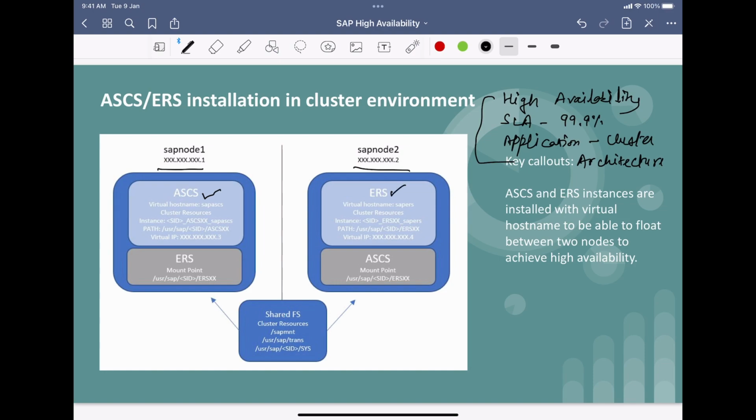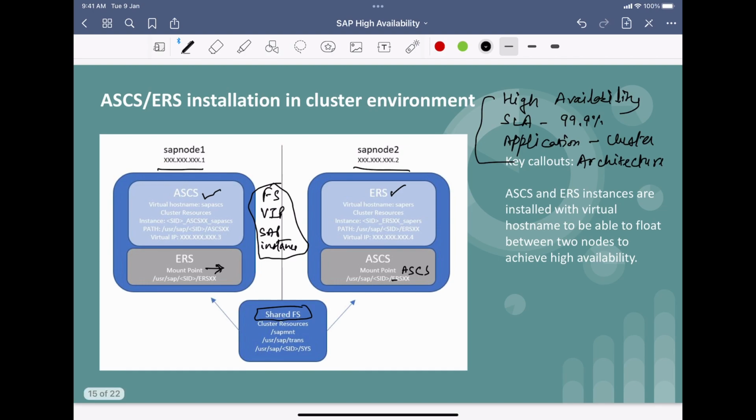We also talked about what the cluster resource group is. In the resource group we have three things: file system, virtual IP, and your SAP instance. So whenever some takeover happens, these three things as a group move to the other node. We have these shared mount points, which come from the shared disk. For ERS it is /usr/sap/SID/ERS, and for ASCS it is /usr/sap/SID/ASCS instance number.